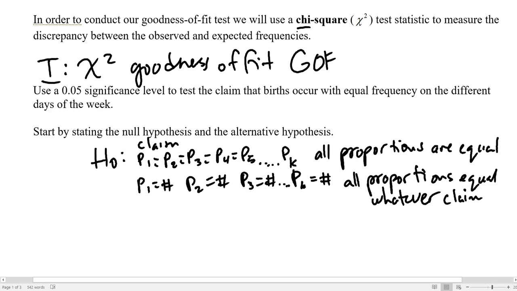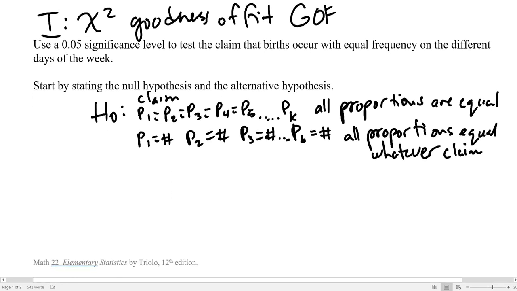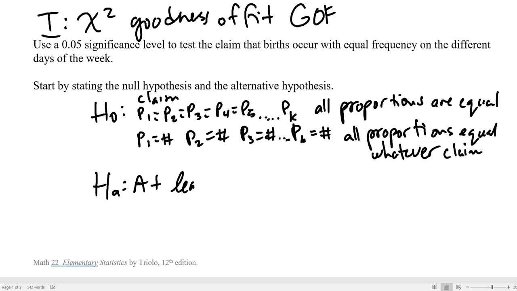Okay? So we're going to start by assuming not just that one proportion is equal, but that all the proportions are equal, or all the proportions are equal to an amount that's claimed. Alternatively, what we're going to do is we're going to try to prove that at least one proportion differs. So I'm not trying to prove that all of them are different. I just want to prove that at least one of them differs.